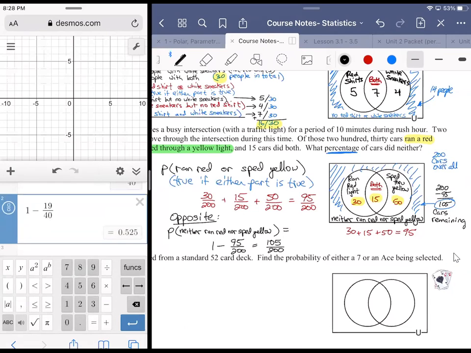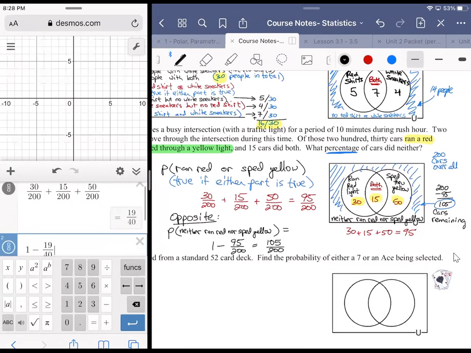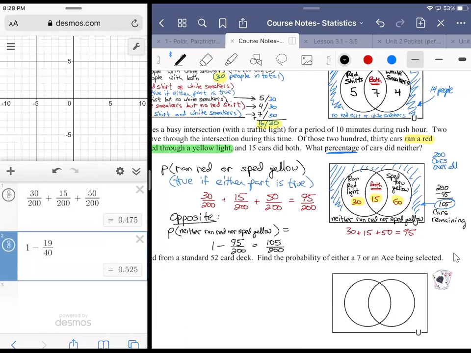And you get the 0.525, or you could have just taken the decimal equivalent. If it's clean enough, that's fine too. You could just do 1 minus 0.475, you get 0.525. Now it's saying what percentage, right? So I'll just go with the whole decimal, 0.525. Then we multiply by 100 to get it into percent form. So 52.5%.